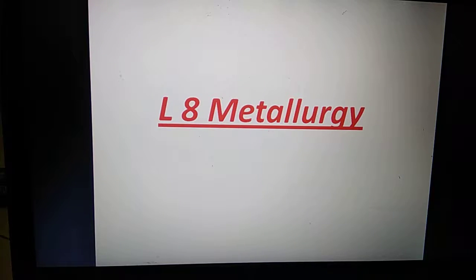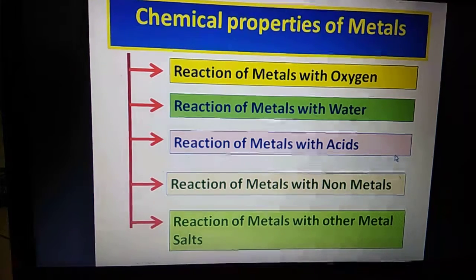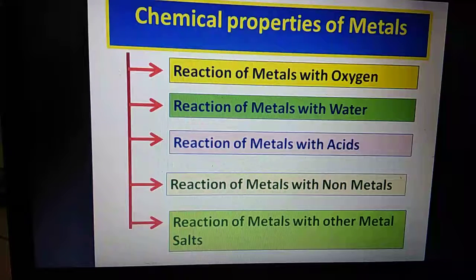Hello children, we continue with the metallurgy lesson from Science 1. Today we will study the chemical properties of metals. Okay, in chemical properties of metals, there are 5 properties that we are going to study.